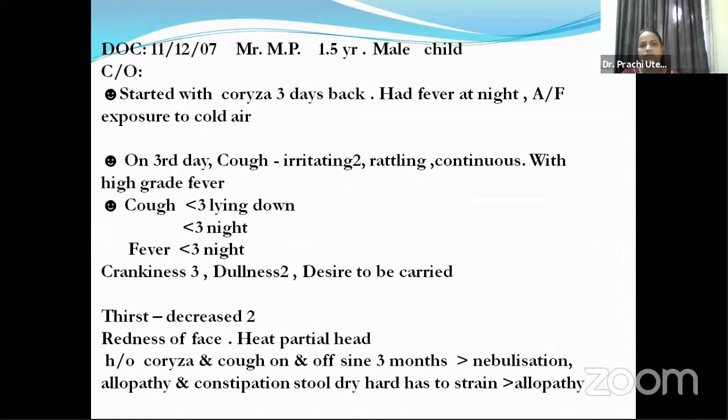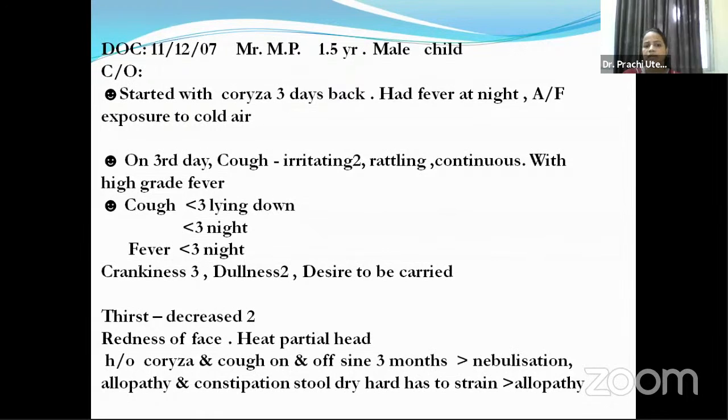There is a 1.5-year-old male child, and he started with coryza 3 days back, and he had a fever at night, and after exposure to cold, he developed the fever. On the third day, there was a cough, which was irritating, rattling and continuous, with a high-grade fever. The cough was mainly aggravated when lying down and at night, and the fever was also coming at night. There was crankiness, dullness, the child was very irritable and desired to be carried. Thirst was decreased. There was redness of face and heat of the head.